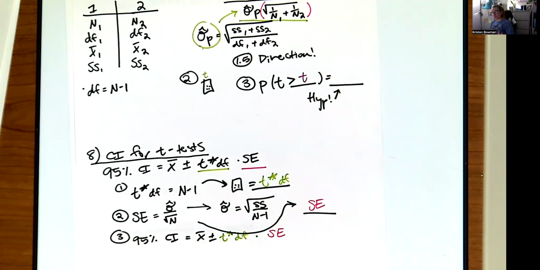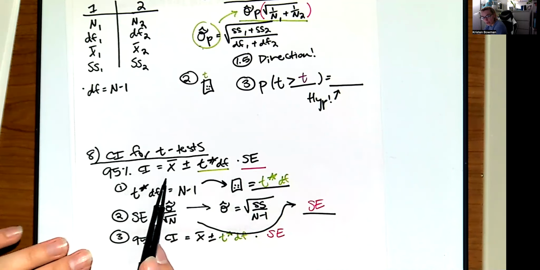Alrighty, well, I want to go ahead and write what the equation would look like if we have 2 x bar values.